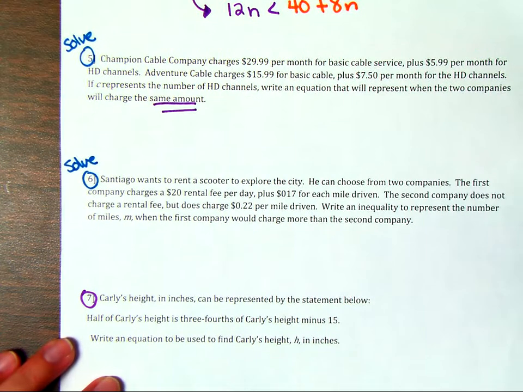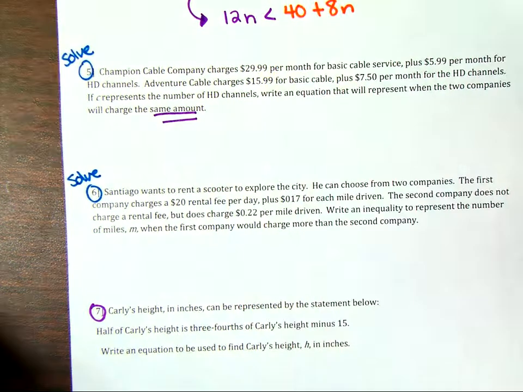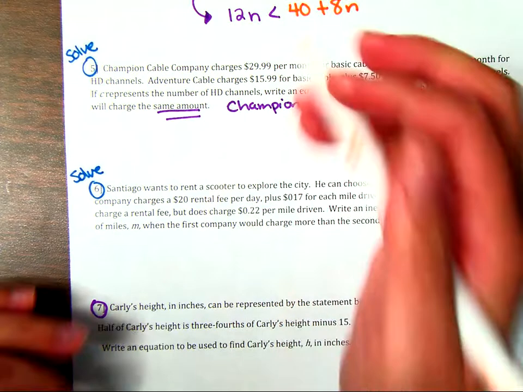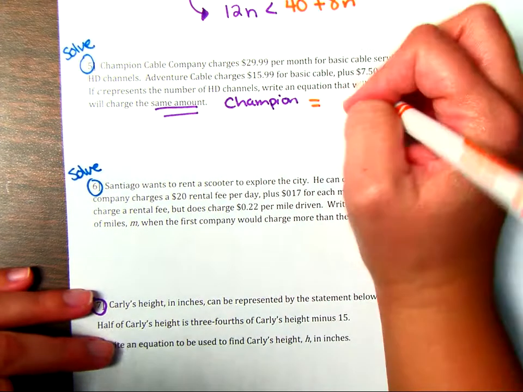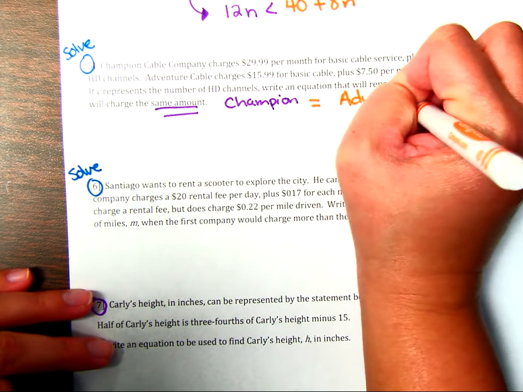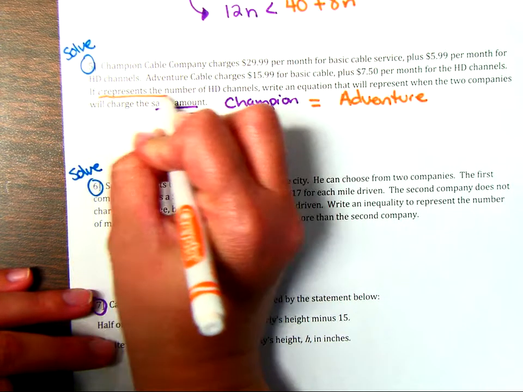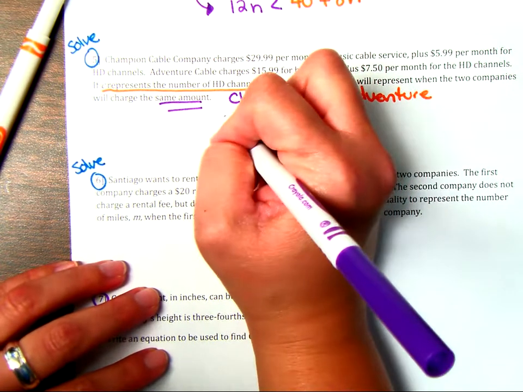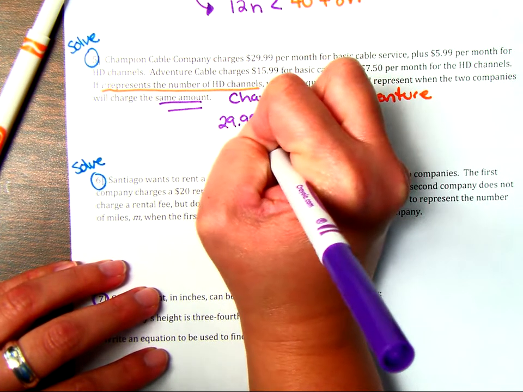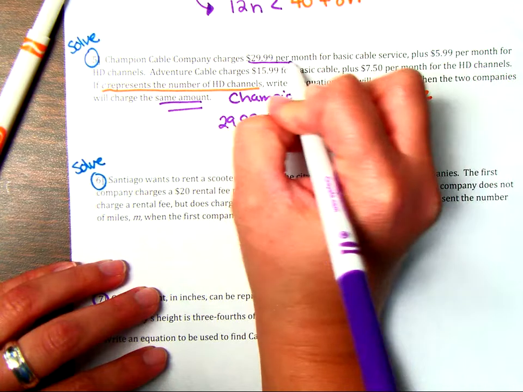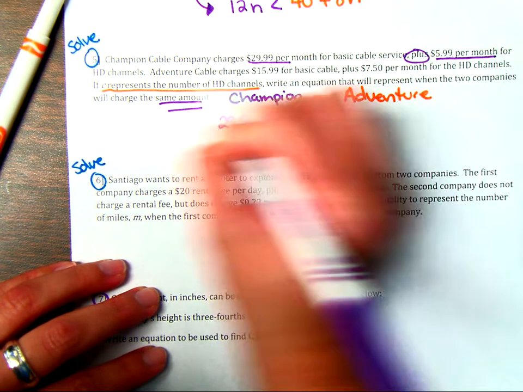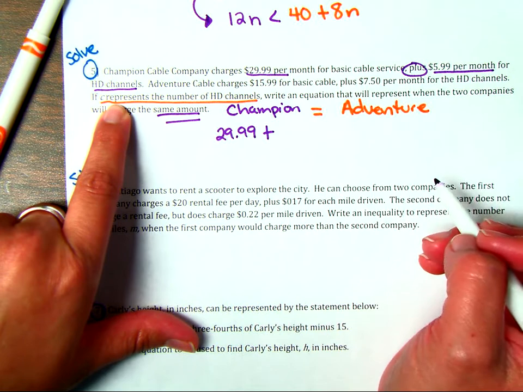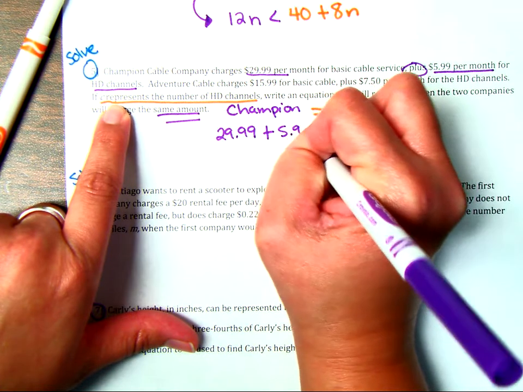So let's talk about it. We want Champion Cable to be equal to the Adventure Cable. And they're telling me that C is representing the HD channels. Okay? So $29.99 plus $5.99 for those HD channels. And we don't know how many HD channels they're using, so that's why we're going to write their variable C. So $5.99 for every channel.